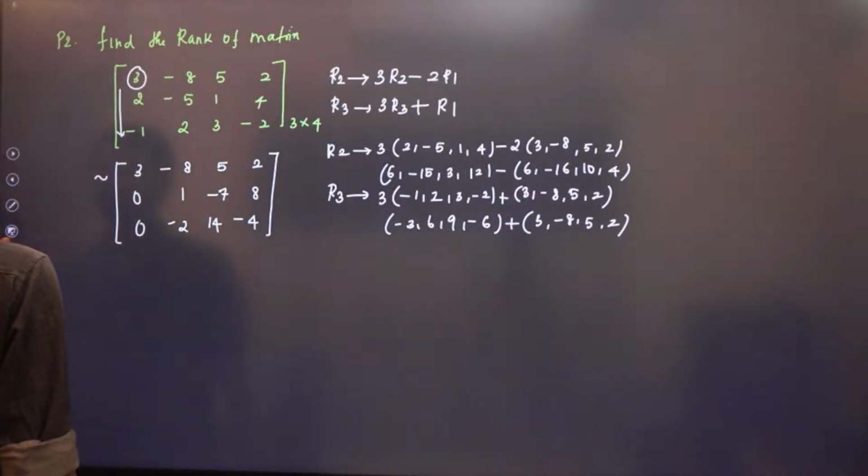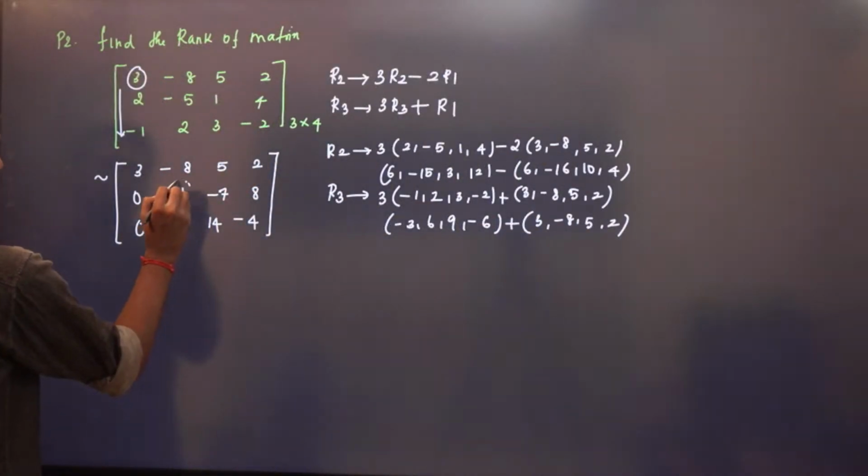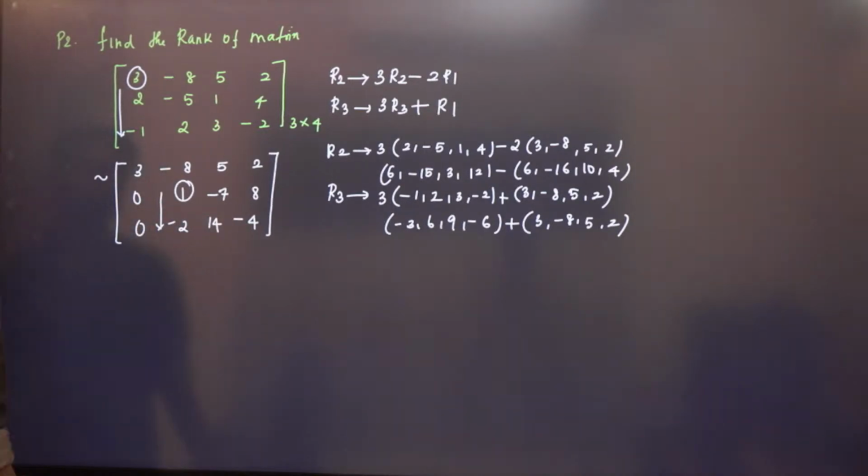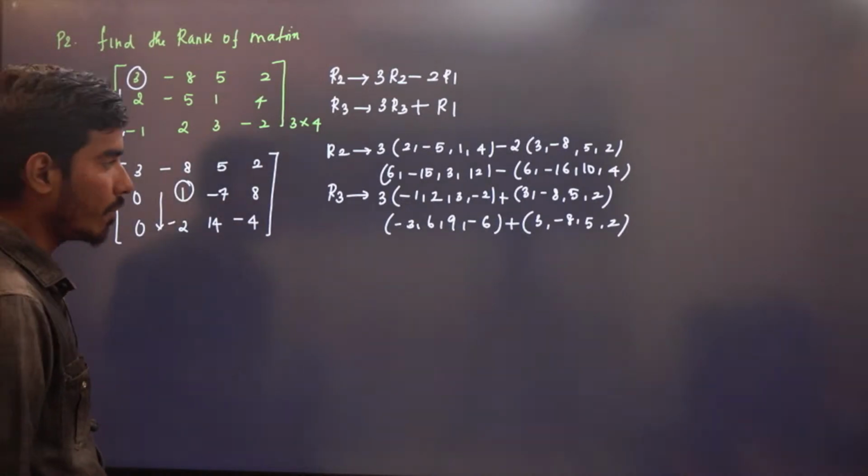Now go to the second step. In the second row, the first non-zero element is 1. Below that everything has to be 0. So you have to make minus 2 into 0 with the help of this circled element only.